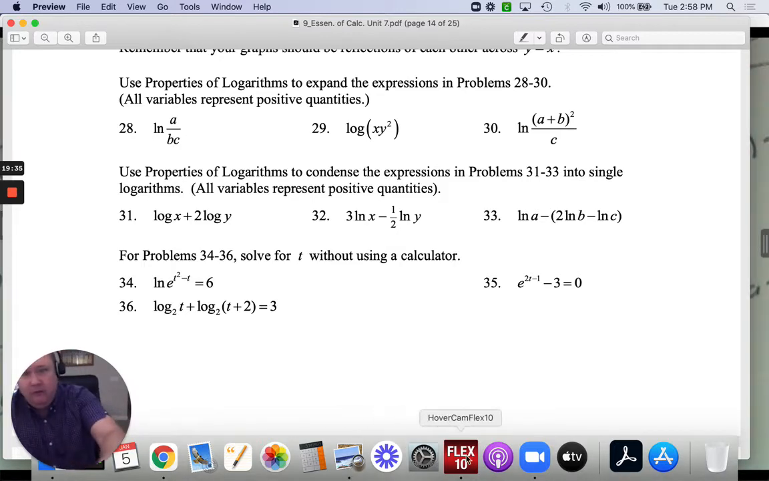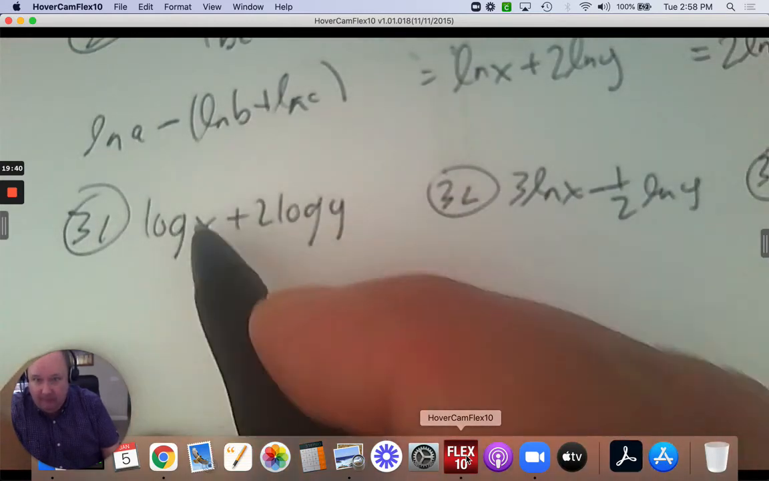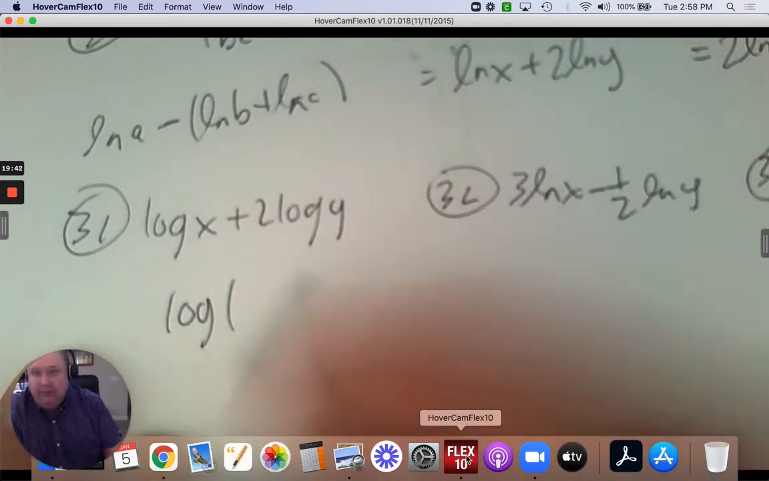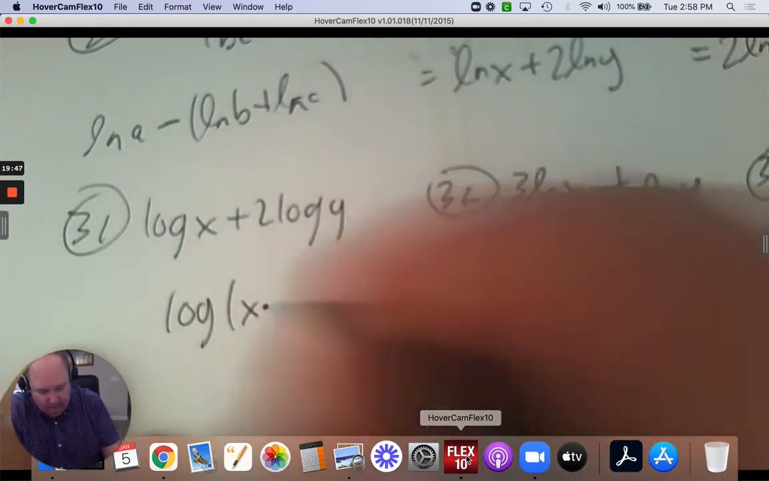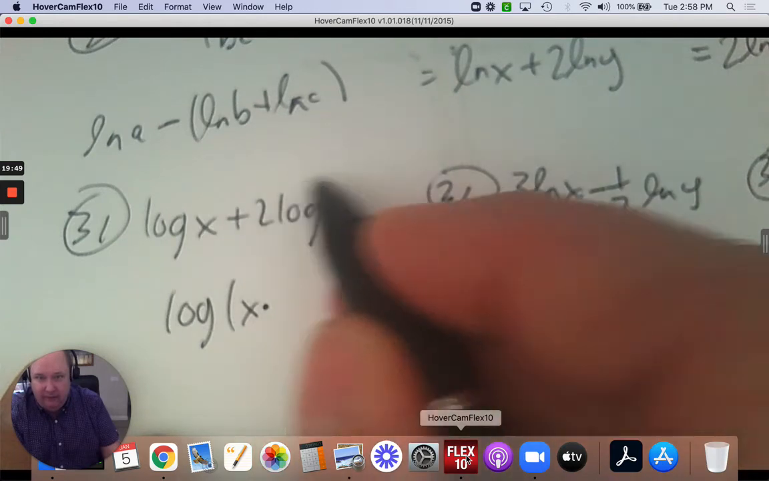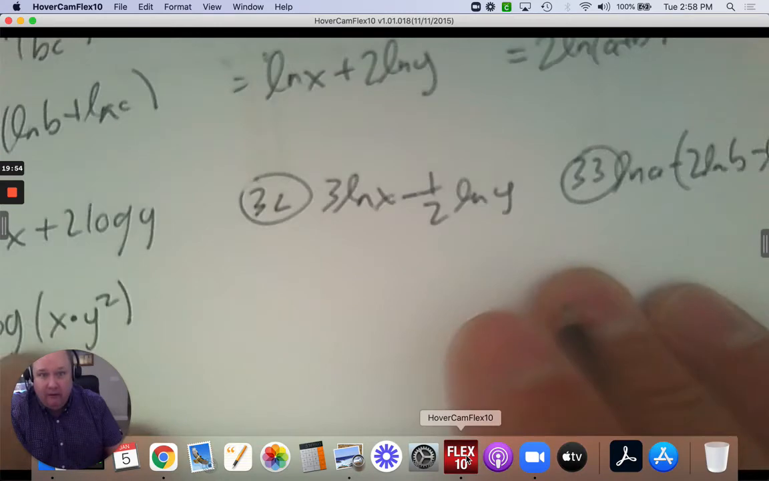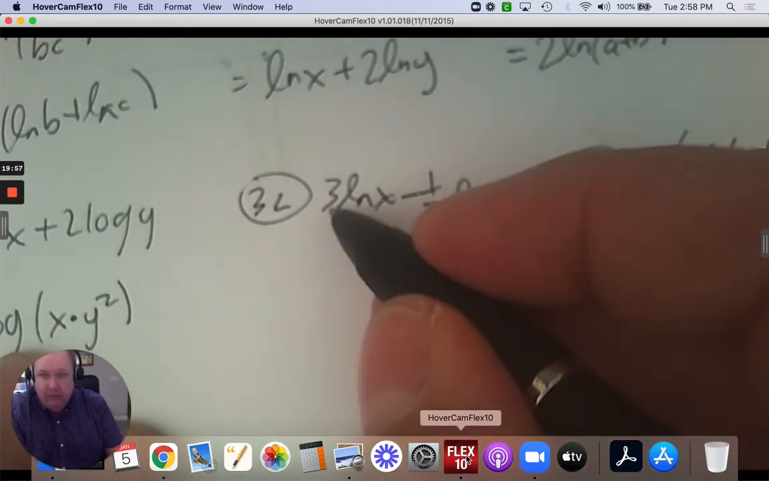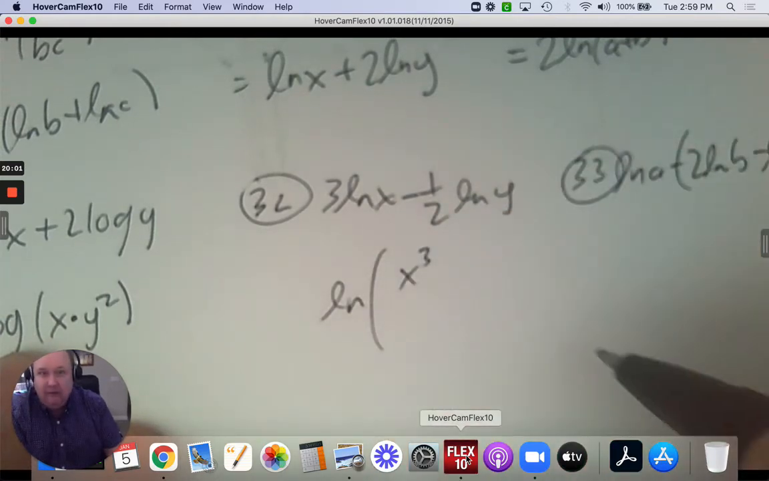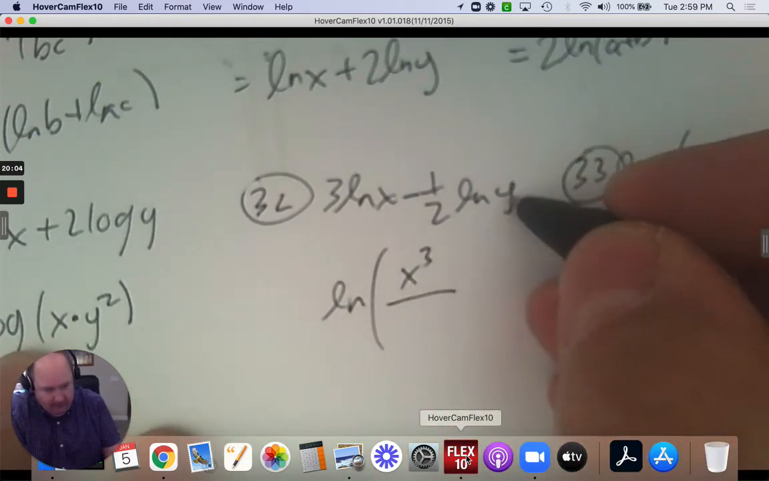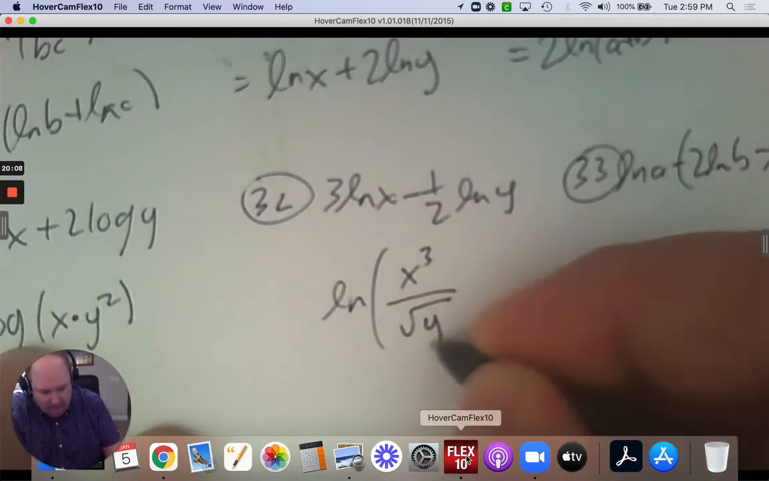All right. So for these, they are expanded. Can use properties to write it as one logarithm. So what am I looking for to write this as one logarithm? So if we're adding, it means we're multiplying. And the number in front becomes the exponent for y. So it's x times y squared. For this one, we're subtracting. That 3 becomes the exponent for x divided by, and then 1/2 becomes the exponent for y, and the exponent 1/2 means the square root.